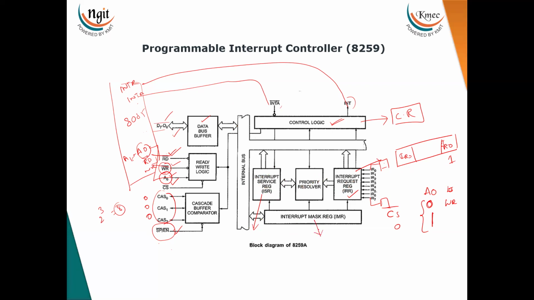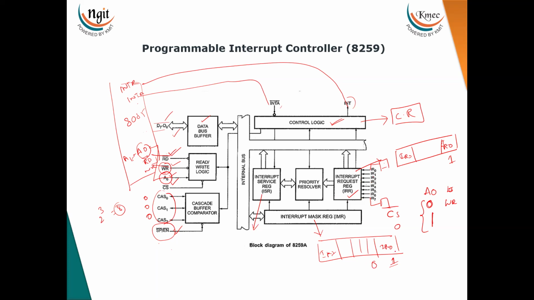Now coming to the interrupt mask register, which is also an 8-bit register having IR0 to IR7. Whichever interrupt should be masked, that bit will be set here, and that data is stored in this register. According to the data, the particular interrupt will be masked. If this particular bit is set to 1, what does it mean? That particular interrupt should be masked. If it is 0, then it is not going to do anything with that.